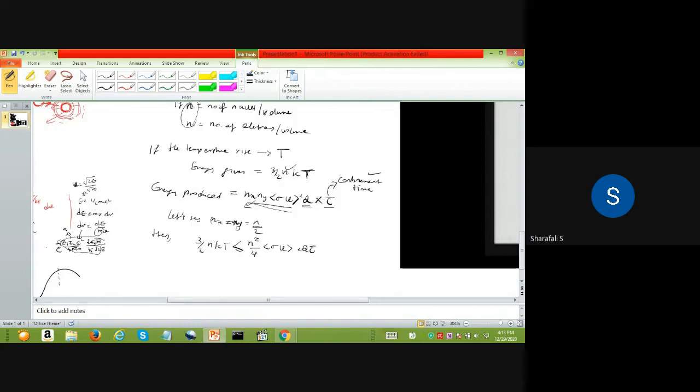Now you can cancel one n here. Now n into tau will be equal to 12 kT divided by the average value of sigma v times q, taking the 3 and 4 over here.